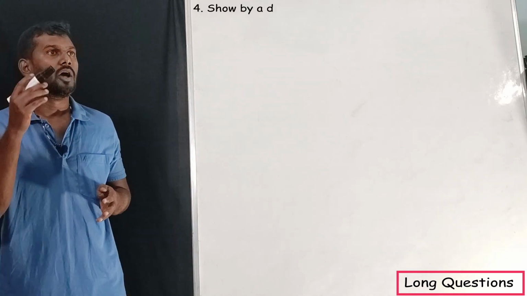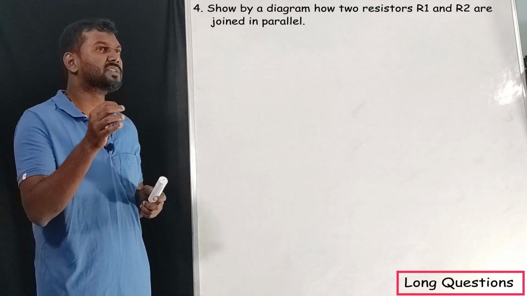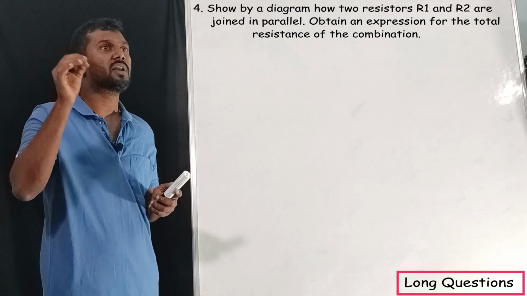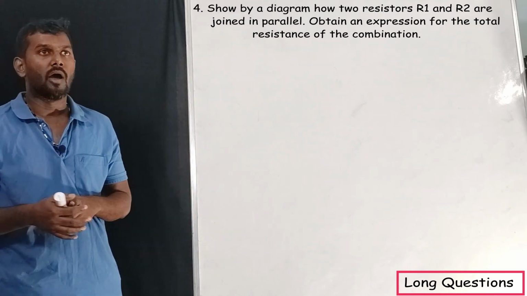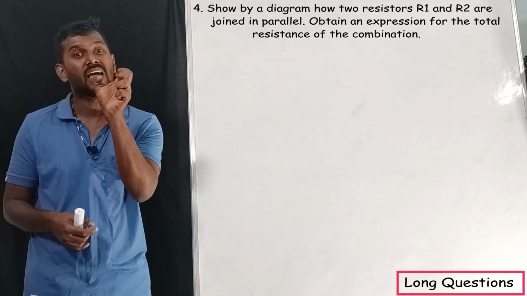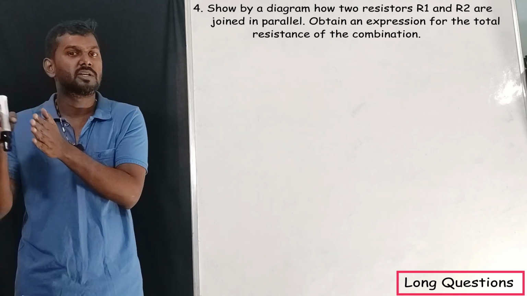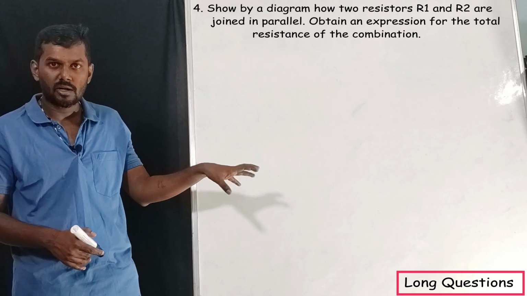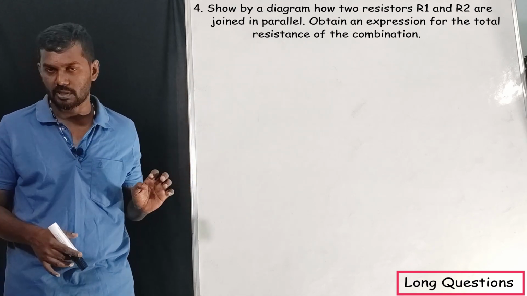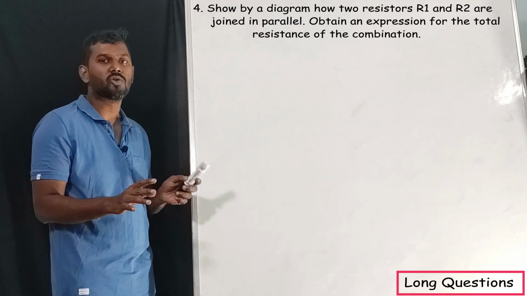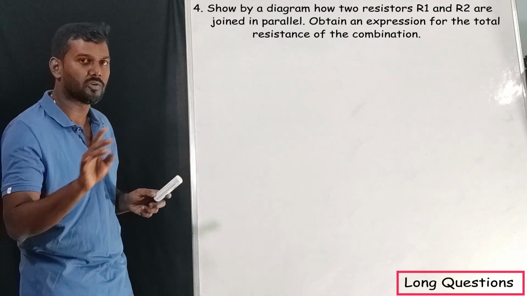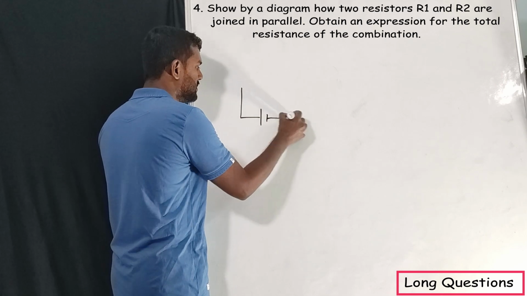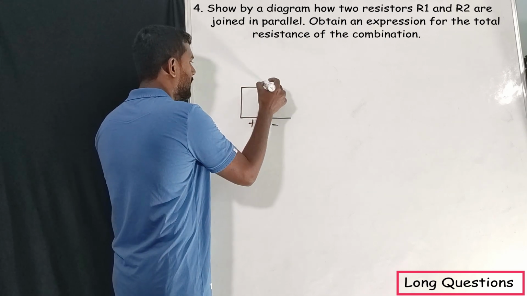Our next question: show by a diagram how two resistors R1 and R2 are joined in parallel. Obtain an expression for total resistance of the combination. Listen, obtain an expression is nothing but derive an expression. Derivation based questions will not be asked in the ICSE exam. So here we are going to draw the diagram and write the final expression. In any case, they are not going to ask any derivation based problem. Don't worry about it.